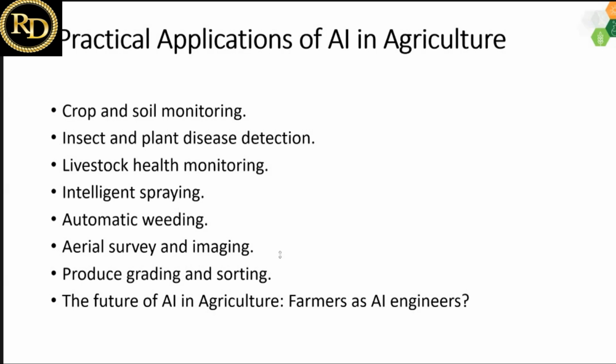So these are some of the things. Imaging is very important. It is analyzing and giving a suggestion to the farmer: aerial surveillance, imaging, and produce grading and storage. To get a proper price, grading is very important, and storage.